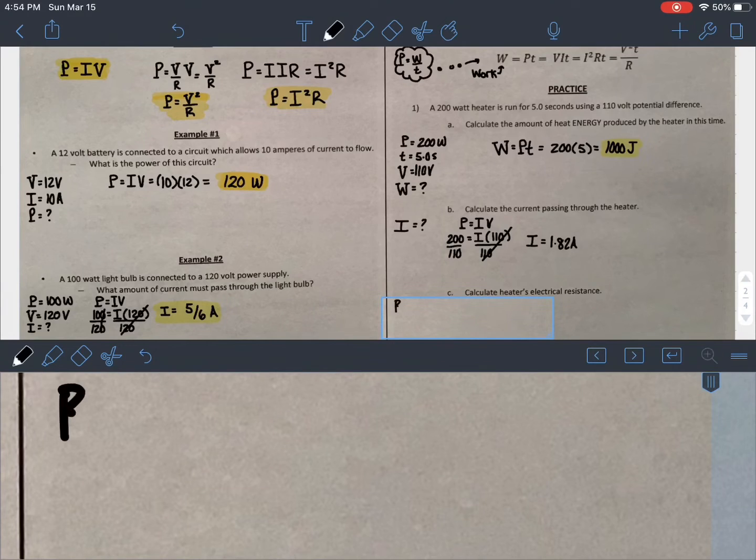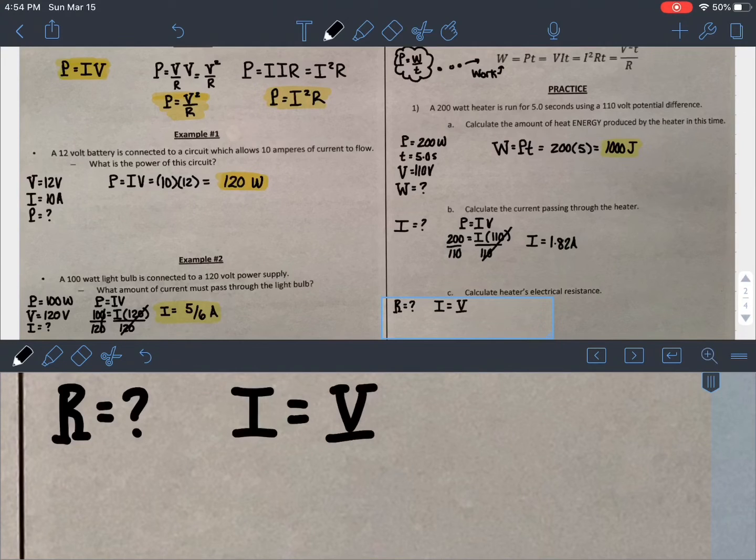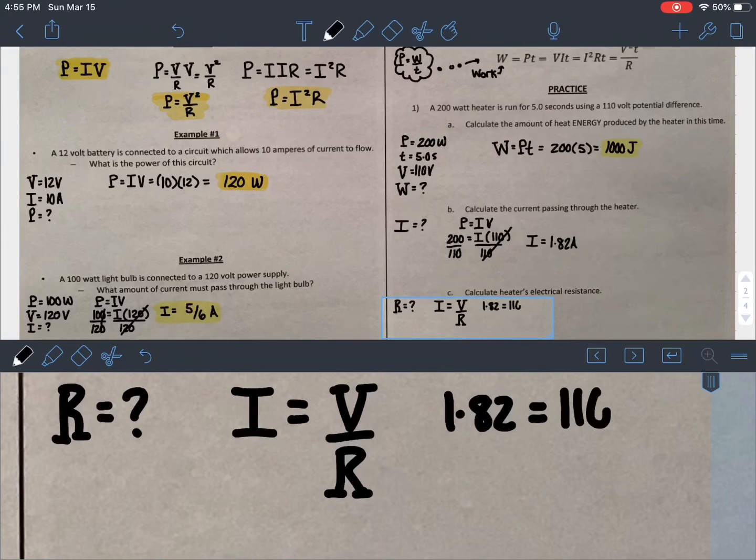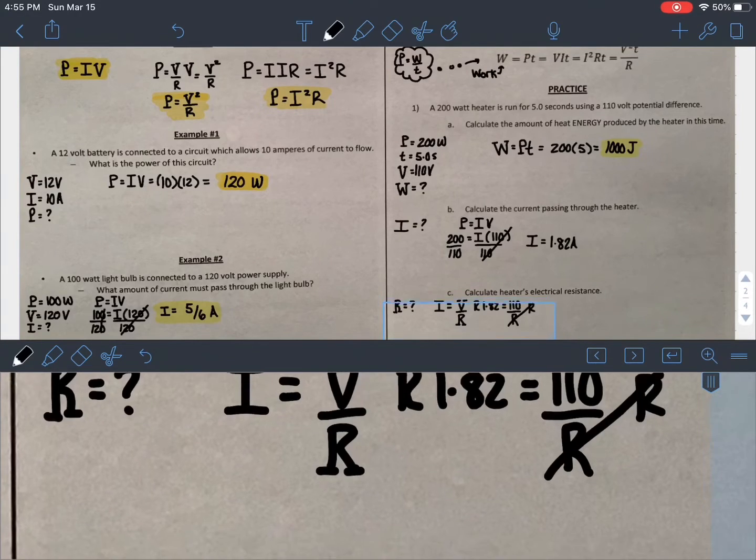Calculate the heater's electrical resistance. So now we keep solving and getting answers for new variables, but then we're asked for newer ones. I'm going to use Ohm's law for this. I'm going to fill in my current, which I just solved for, and my voltage, which I was given just in the beginning of the problem.